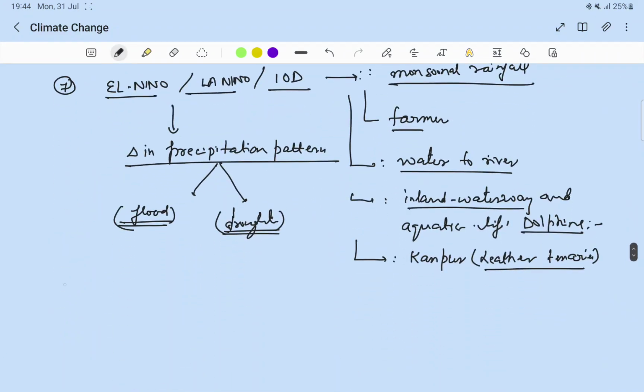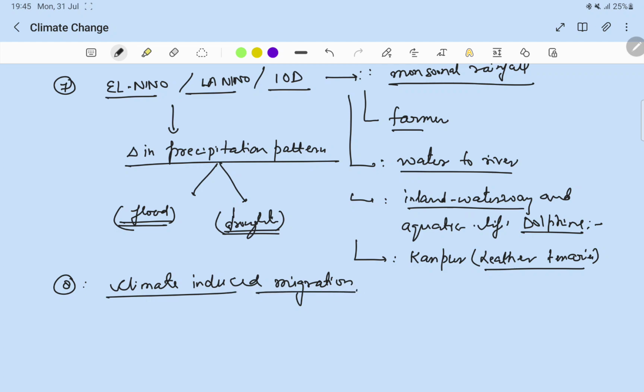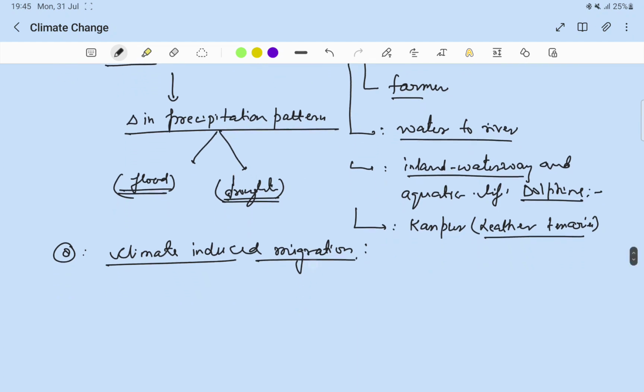Then again it will include climate induced migration in the system. Vulnerable people will migrate from one place to another, from one region to another, from areas which are more susceptible to the areas which are less susceptible to climate change. So it will create a kind of migration, and it distorts the basic fabric of the society. Now we will look into the mitigation strategies.